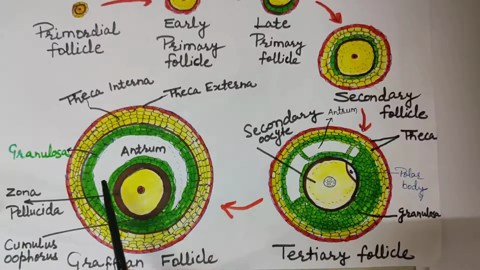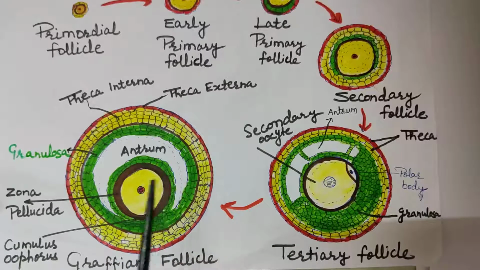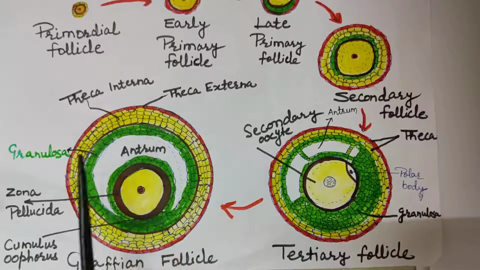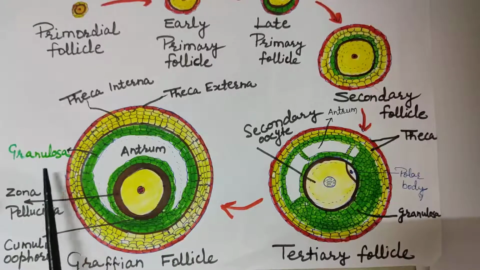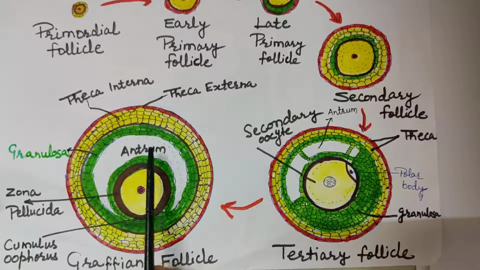Okay, in Graafian follicle there is a large cavity which is called antrum. This cavity is created because of the role of granulosa cells. The fluid, they absorb and put that inside, and this fluid-filled cavity is called antrum. It is the main identifying feature of the mature follicle, Graafian follicle.